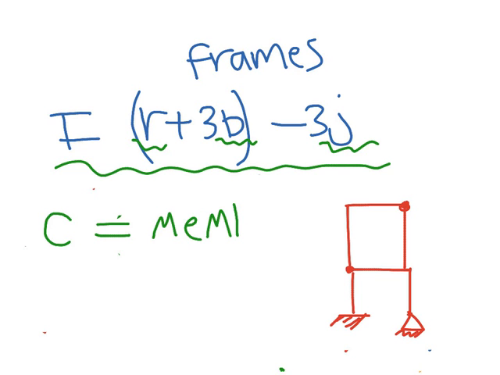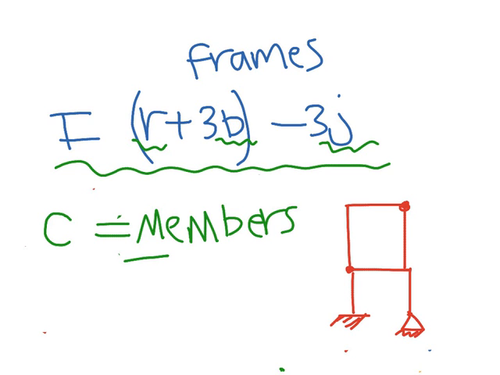Oh, I made a mistake, sorry. Members minus 1. Alright, so here C equals 1. We have 2 members joined to this joint, and here we have 3 members, which means C equals 2. That's it. Thank you for listening. Bye-bye.